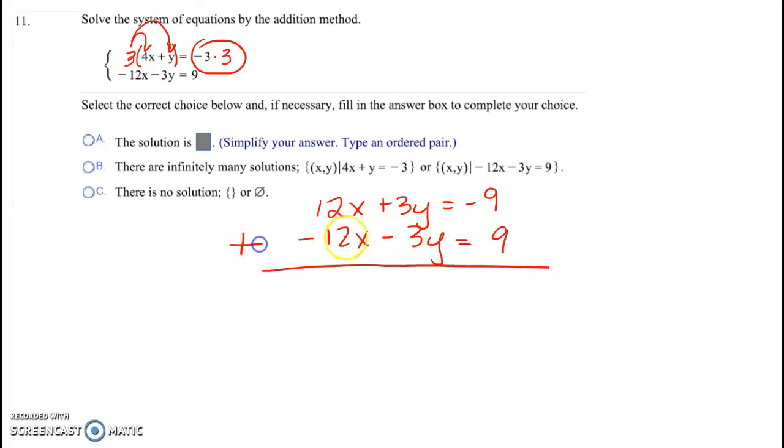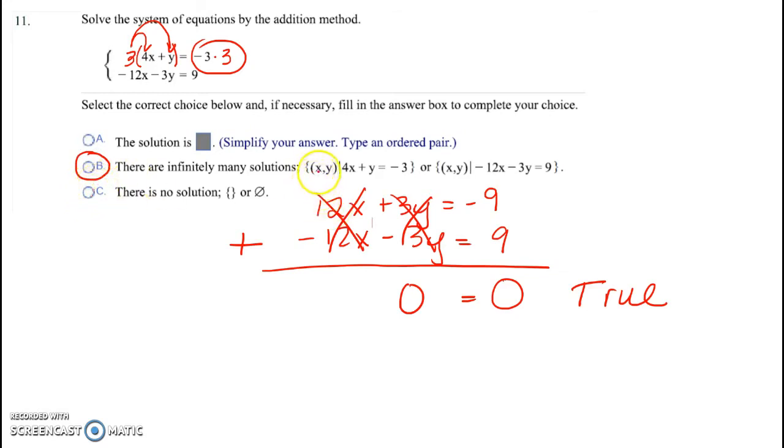Let's add those two equations together. These become a 0 pair. These become a 0 pair. This side we have 0 equals, and look what happens here. -9 plus 9, that's 0. 0 equals 0 is a true statement. If you get a true statement, that means both of those lines fall right on top of each other. They're the same line. And your answer is that you have infinitely many solutions.